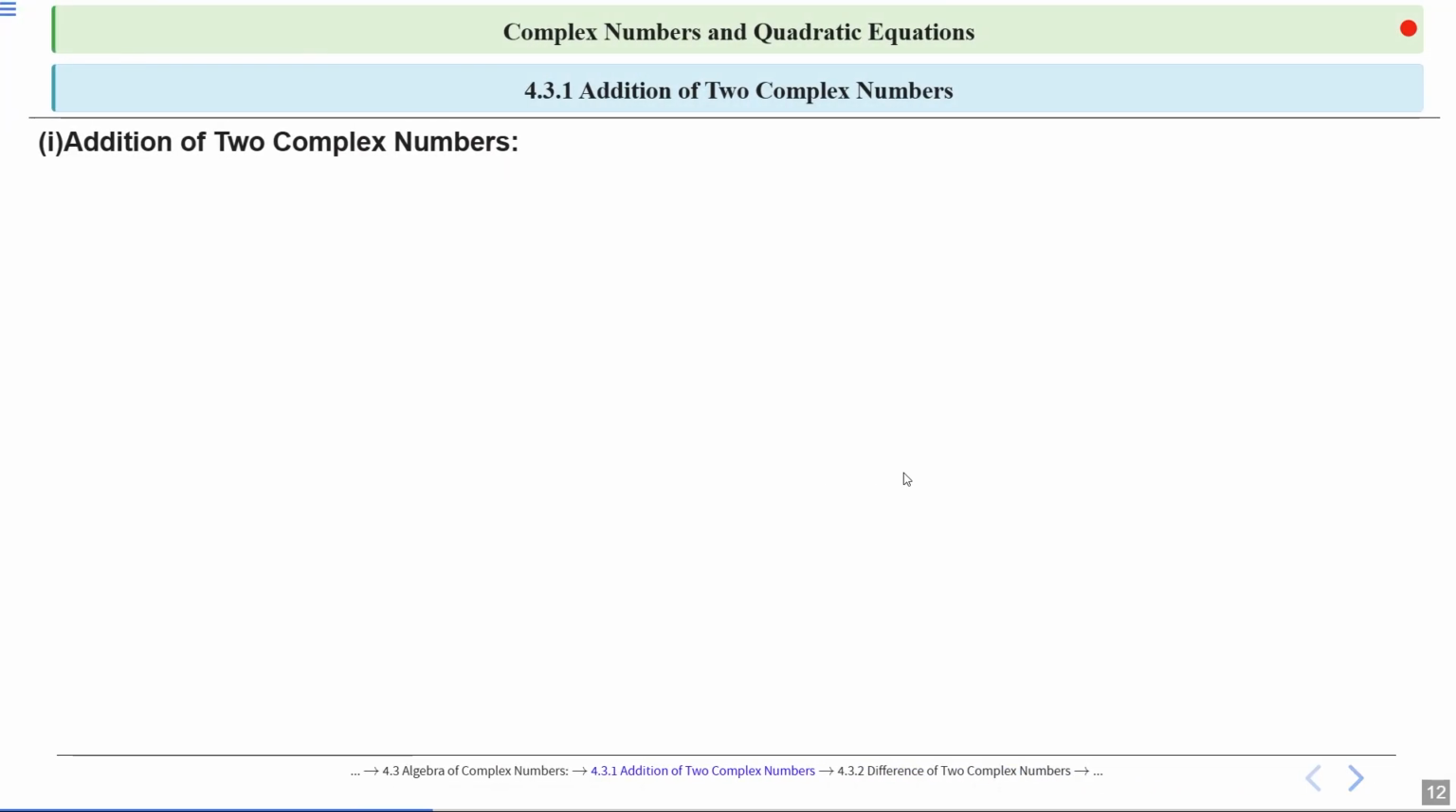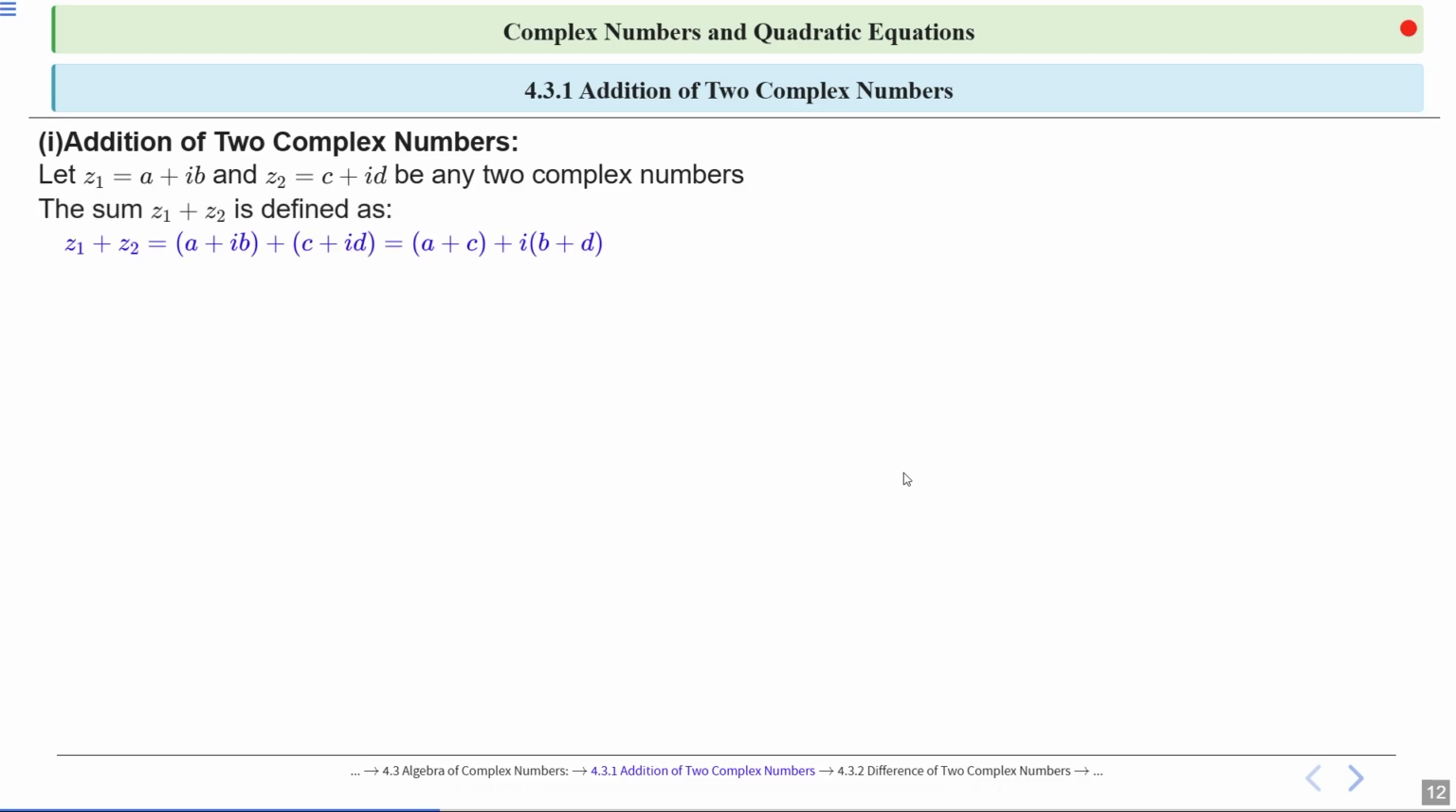So let's start with addition of two complex numbers. This is a fundamental operation in complex numbers and you should understand it very carefully. Let's define our two complex numbers. We will call them Z1 and Z2, where Z1 equals A plus iota times B and Z2 equals C plus iota times D. Here, A and C are the real parts and B and D are the imaginary parts of the numbers.